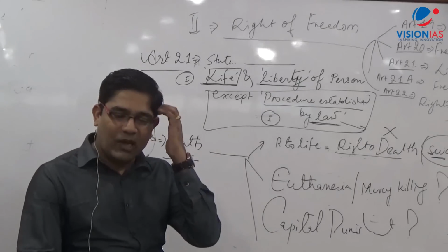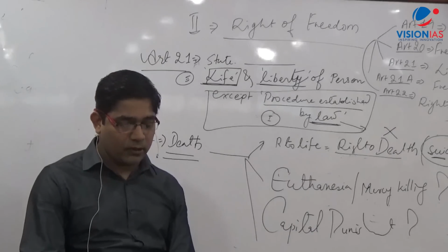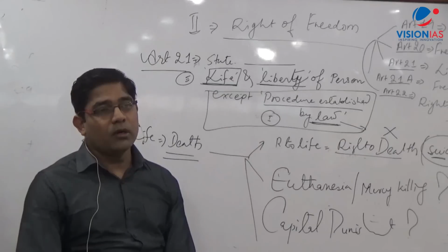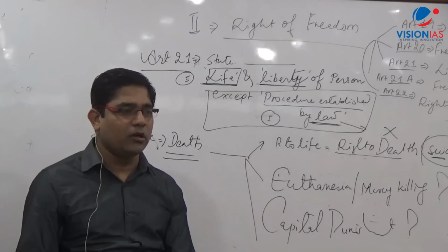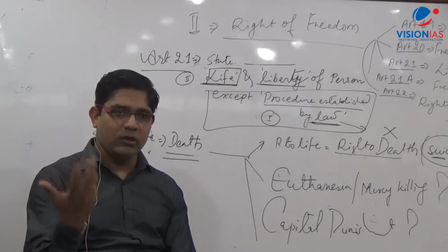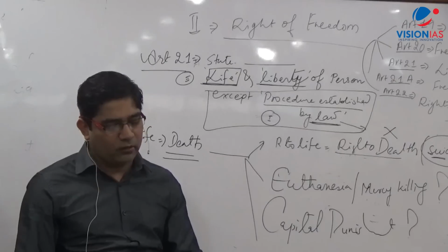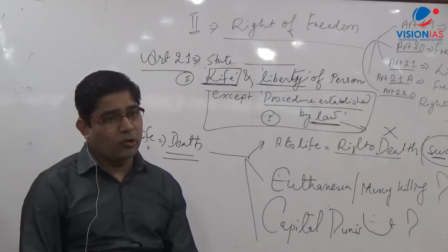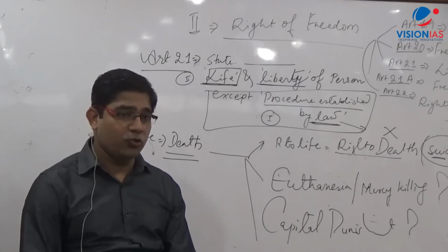Now a case was filed against Santhara in the Rajasthan High Court. A petition was filed. What was wrong with it? Why should it be questioned at all? If that person is himself going for it, why should it be questioned? What was the petition saying? It amounts to suicide, and abetment to suicide also.